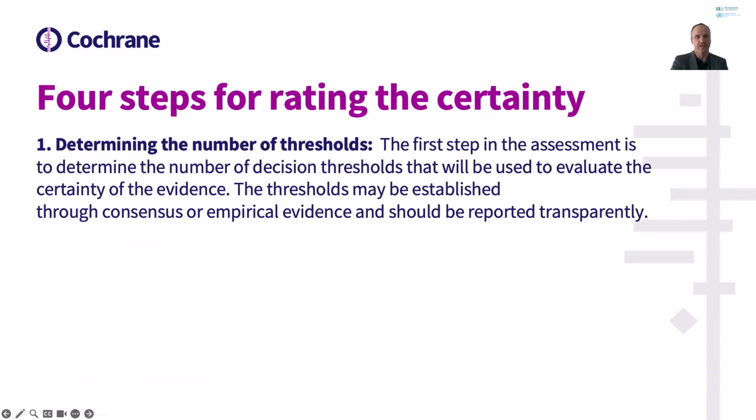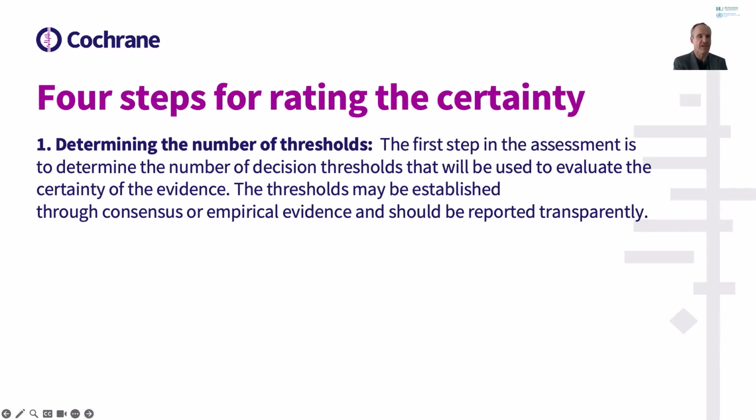GRADE, as I said, has operationalized the rating of the certainty in a better way. So I will now explain that in some more detail. There are 4 steps. The first step starts with determining how many thresholds there are that we are interested in with regards to absolute effects. They may be established through consensus or empirical evidence, but they should be reported transparently, because otherwise we make these ratings implicitly. And I'll refer back to guidance for how that can be done.